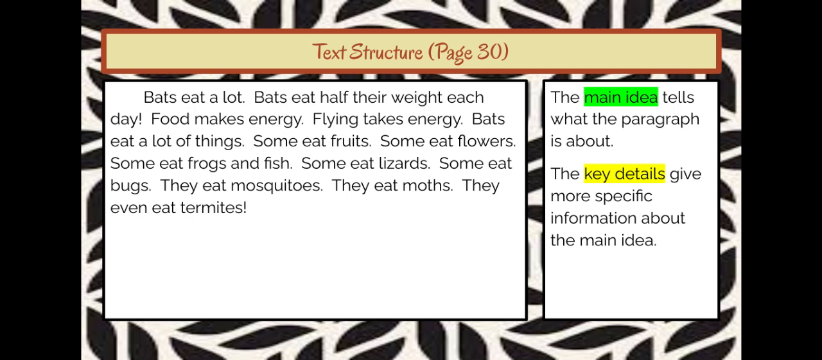What is the main idea in that paragraph? Bats eat a lot, so you're going to highlight that in green. And there are 2 details that support that main idea. Bats eat half their weight each day, and they eat a lot of things. So you're going to highlight those parts in yellow. Let's look at the next paragraph, the super sonar paragraph.